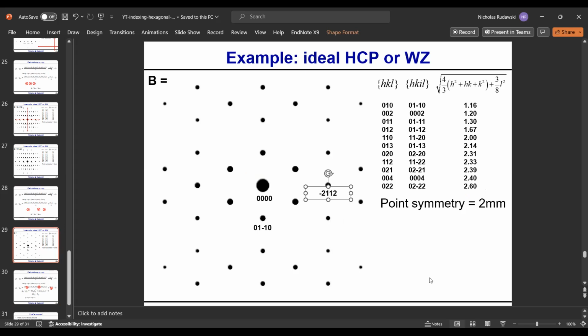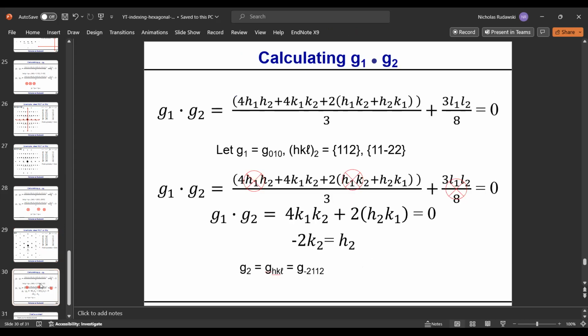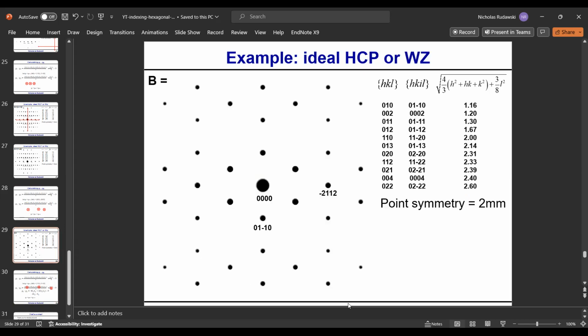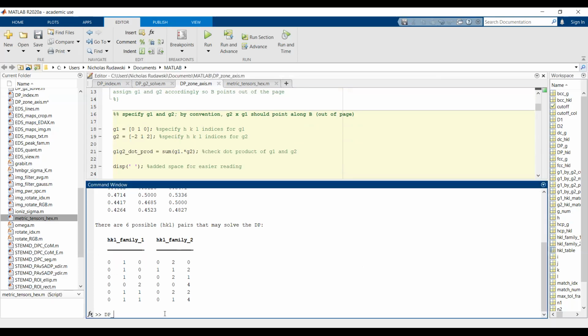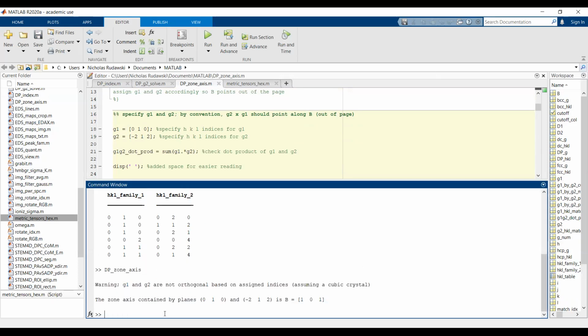All right. We need a zone axis. So we're going to cross 0, 1, 0 with 2 bar 1, 2, and see what we get. Let me go back, just make sure here. Yep, that's right. So 0, 1, 0 with 2 bar 1, 2. DP zone axis. Yes. So we get 1, 0, 1 for the zone axis.